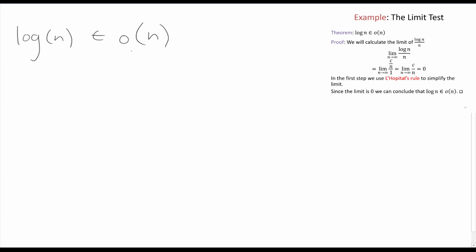Log n grows slower than n. So if we want to do that, again, little o means slower. If we want to do that, we're going to compute a limit. So let's go ahead and do that. We're going to get our limit. We're going to take log n all over n.